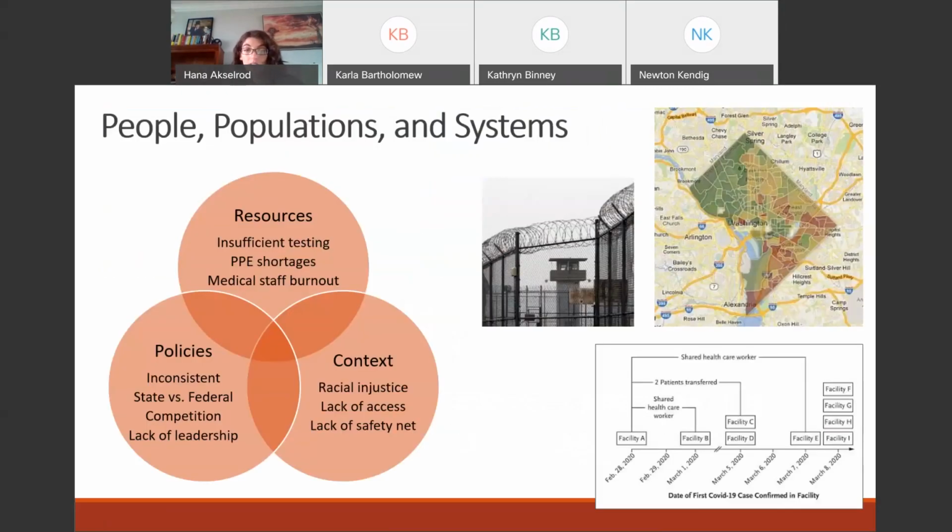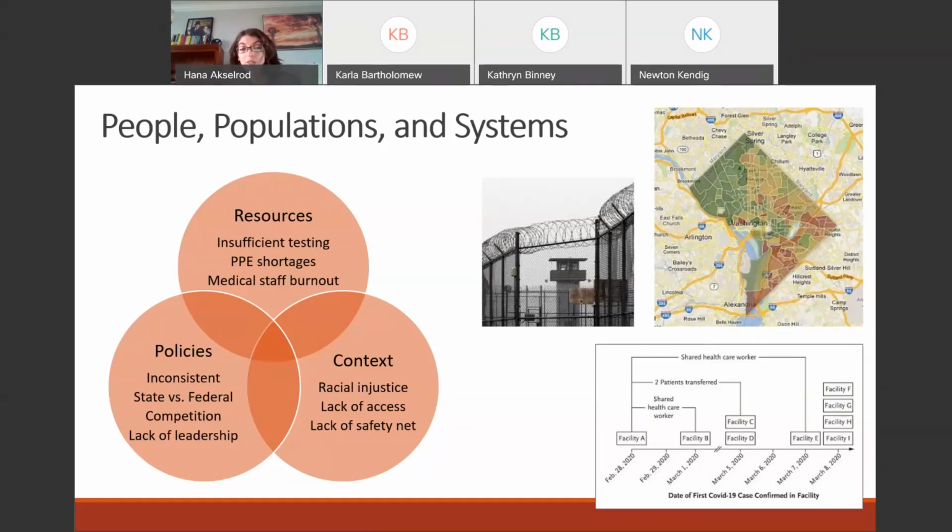So to borrow the title of the PPS course that many of you have taken, it is a question of people, populations, and systems. And there are issues with resources for detecting and for treating COVID-19, as well as the policies. So lack of consistencies in policies on the state versus federal level, competing entities, missing leadership or occasionally counterproductive actions by leadership, all play a part.